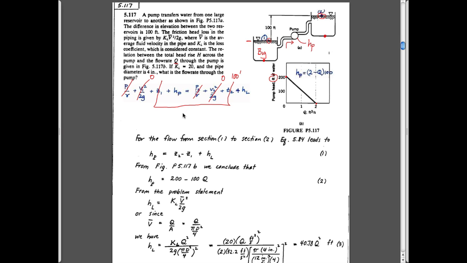And we'd have some losses defined in terms of this parameter here, v squared over 2g. So in other words, head loss is equal to some factor, k sub l, times v squared over 2g, as we've dealt with in minor losses in pipes. No major losses in this particular case, I don't think. And define HP in terms of this.